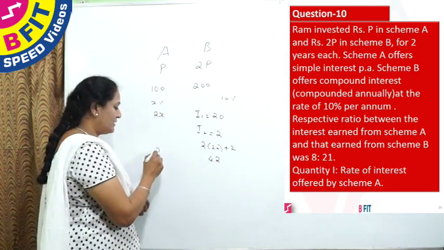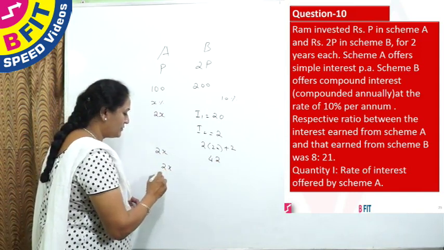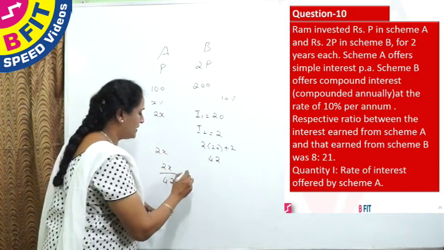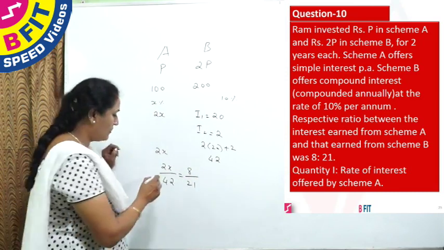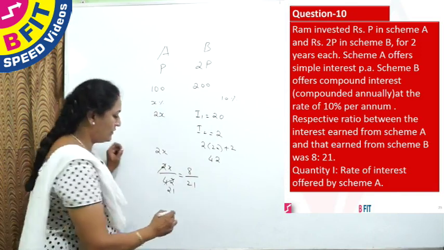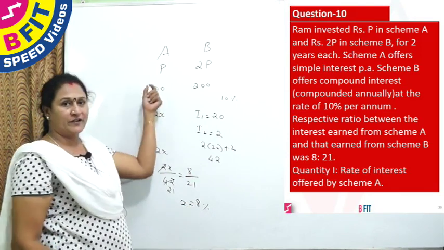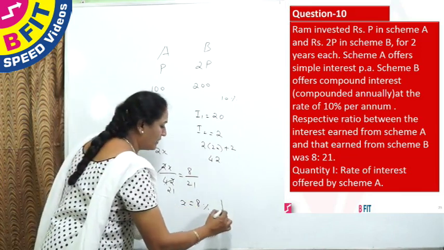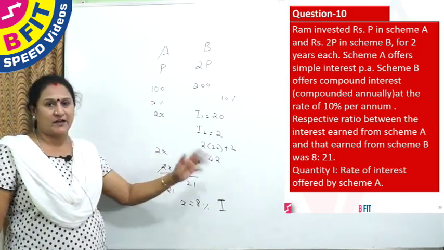Simple interest is 2x, compound interest is 42. What will be the ratio of interest? It is 2x by 42. And what is the detail given? The ratio of interest is given as 8:21, or we can take 8 by 21. Now cancelling this, x by 21 equals 8 by 21, which implies that x is 8, or the rate of interest in scheme A is 8%. So what is this 8%? This is quantity 1. So the rate of interest for scheme A is 8%, which is quantity 1.